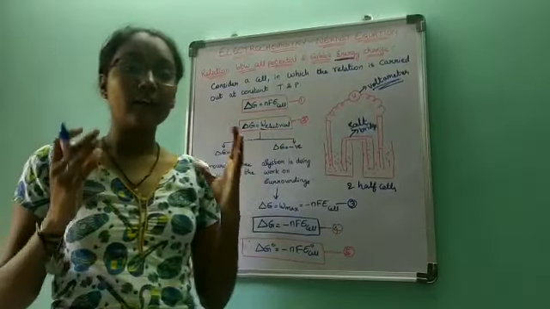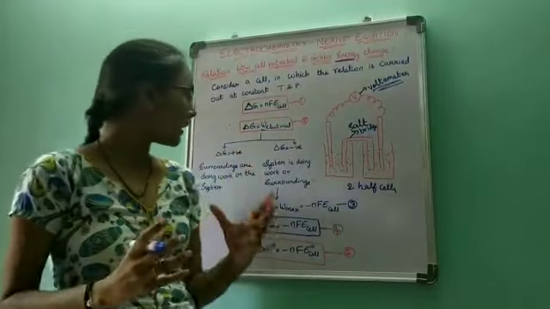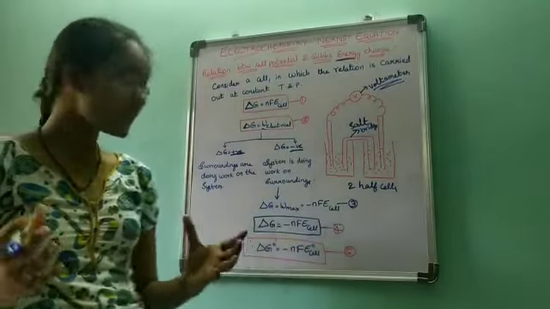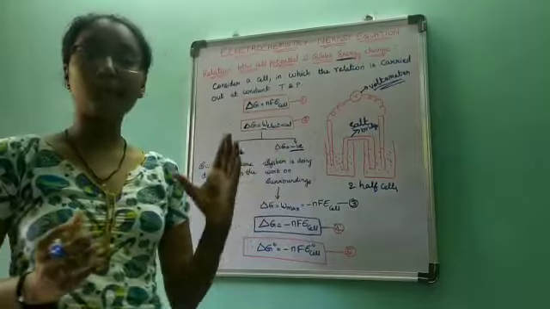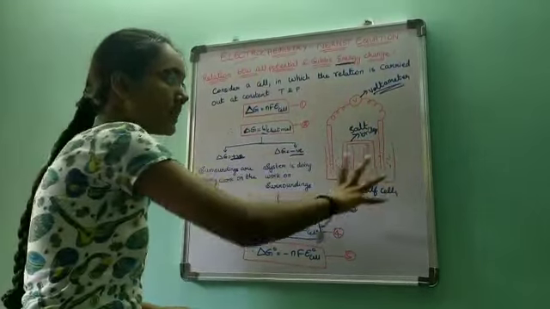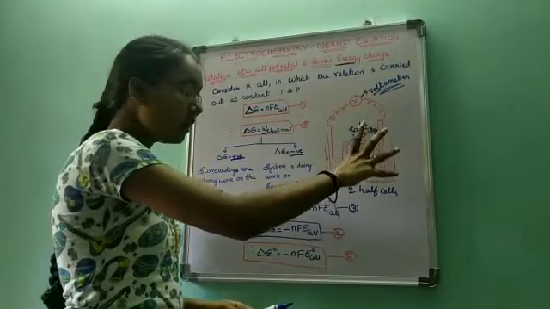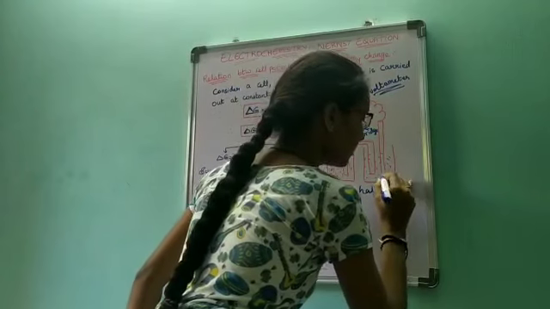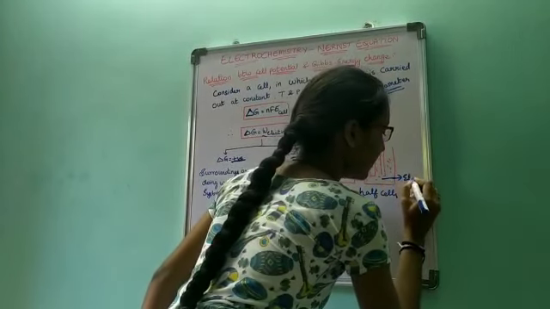So delta G can be in two forms, either positive or negative. What happens if delta G is positive? When delta G is positive, the cell consists of an electrolytic cell.